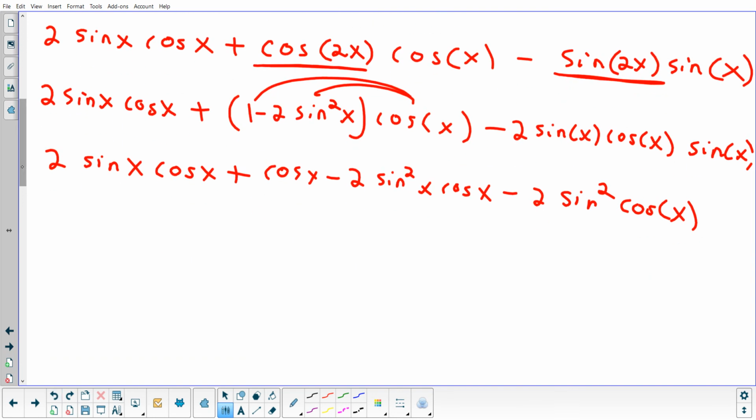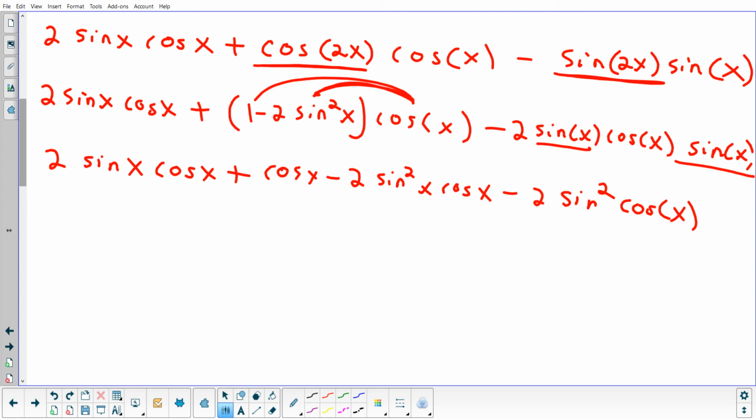I've got a question. How'd you get to minus 2 sine squared x cosine x? Which one? There's multiple ones. Yeah, how'd you get both of them? Like, how'd you get 2 of them? Well, when I distributed cosine to that, I got minus 2 sine squared cosine. And then minus 2 sine squared cosine. Oh, okay.